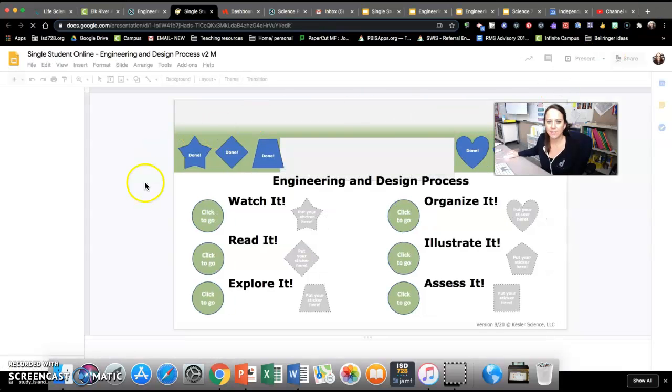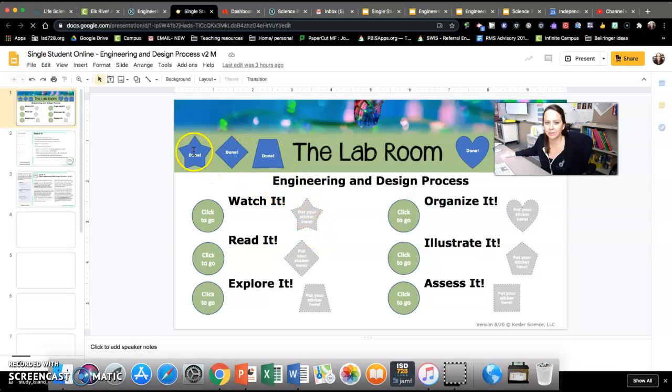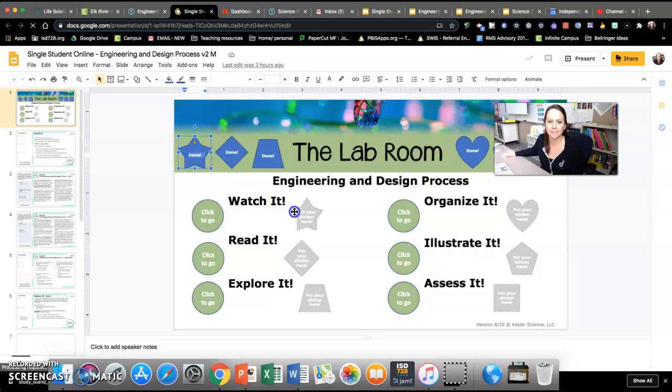Okay. This first part, after you finish each section, you can just slide your done marker into it. So if you finish this first one, you can just slide the star into it just so that you know that you're done if you want to.